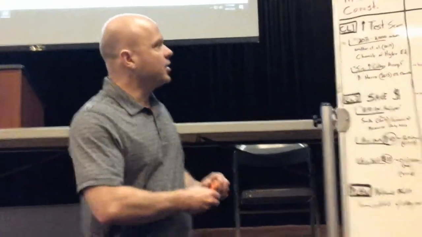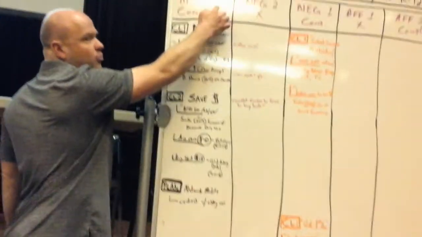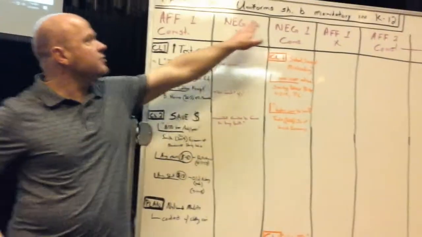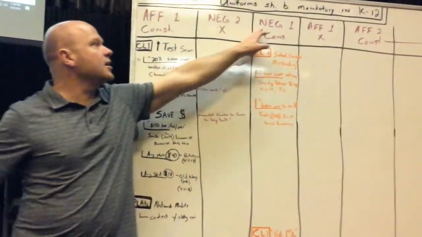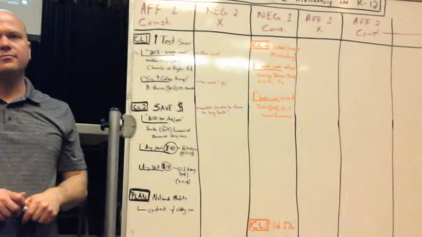Remember, we walked through this the other day. Then the third person that talks is the first negative doing a constructive speech. Then they get cross-examined by the first affirmative, and so on and so forth. If you go back over to my sample here, I didn't do the entire flow sheet, but it's got similar labels. Affirmative number 1 doing a constructive, negative number 2 doing a cross, negative 1 doing a constructive.